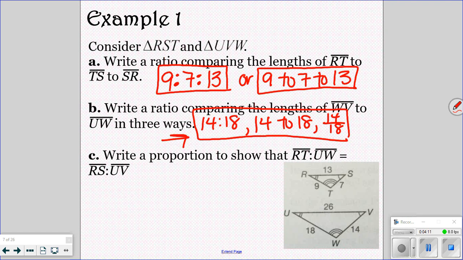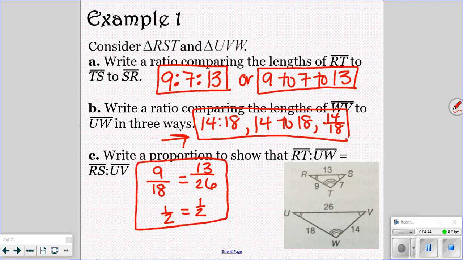Now we want to write a proportion to show that RT to UW equals RS to UV. So RT is 9 and UW is 18, and then RS is 13 and UV is 26. And then it says to show that they are equal. Well, 9/18 reduces to 1/2. 13/26 reduces to 1/2. So that shows that they are equal. You just reduce your fractions and you get your answer.